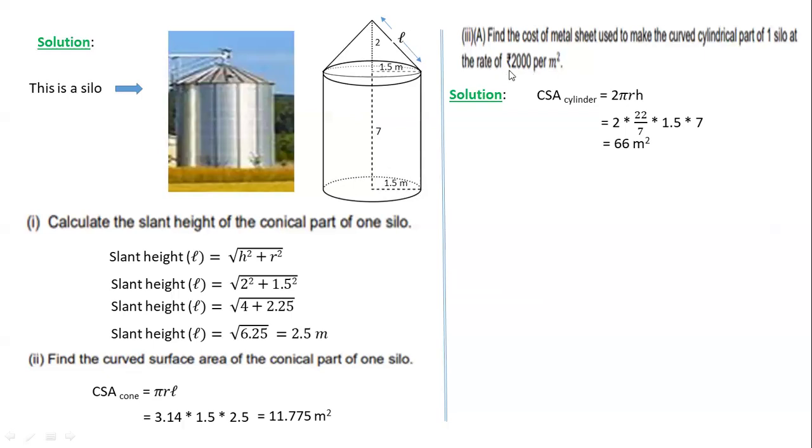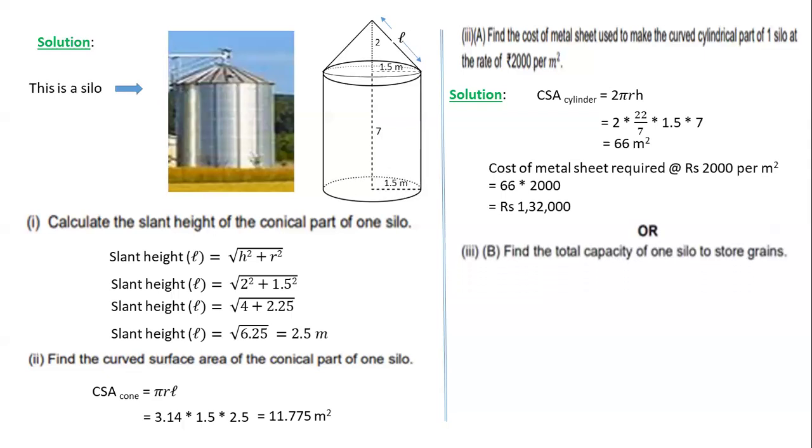Now let's find the cost of it. The rate is given as 2000 per meter square. So the cost of metal sheet required at rupees 2000 per meter square will be 66 into 2000, which is rupees 1,32,000. 1,32,000 rupees is the amount you require to purchase the sheet of 66 meters square for this part. Find the total capacity of one silo to store grains.